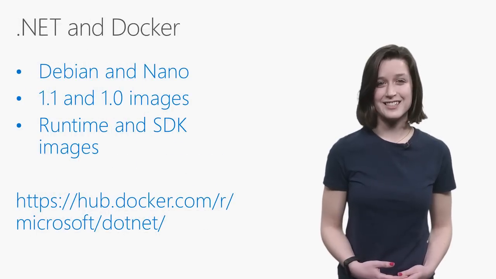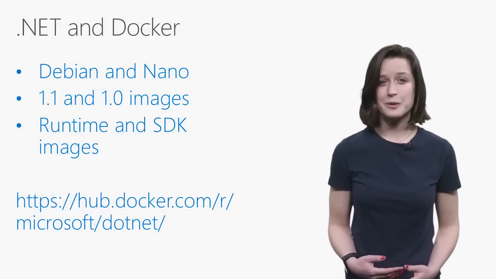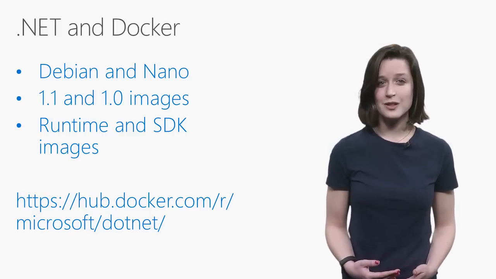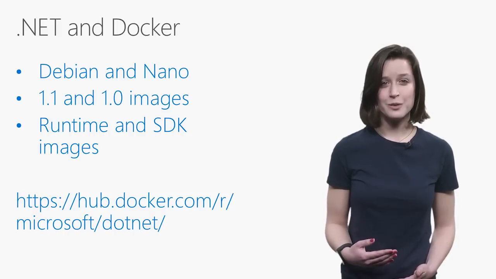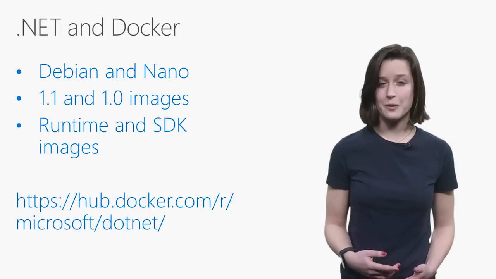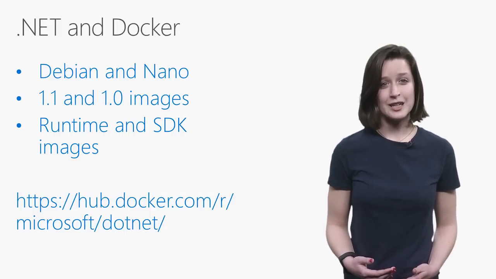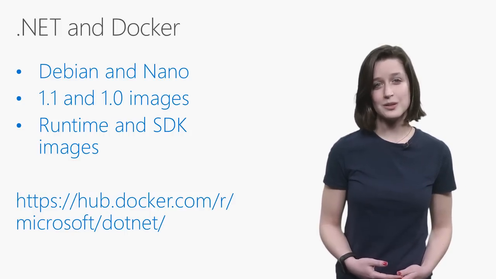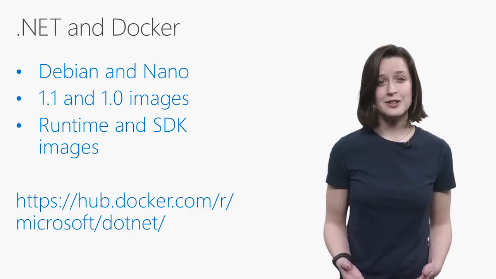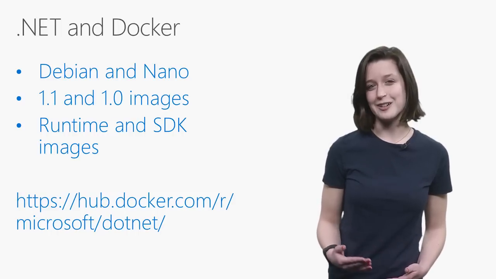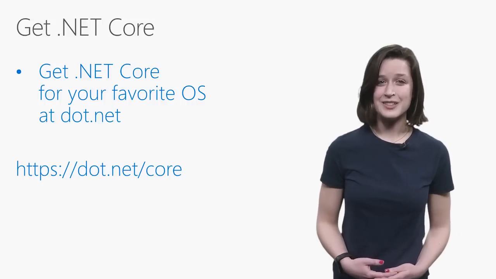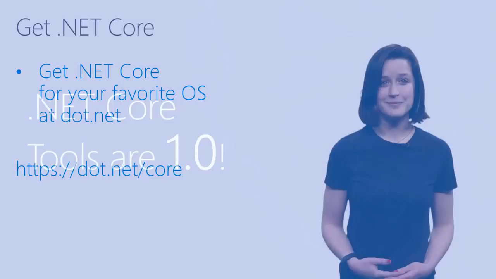Now let's talk about .NET and Docker. With every .NET Core release, we push Docker images up to Docker Hub. We provide multiple images for different scenarios. We have images for both Debian and Windows Nano Server. We have images for both release trains, that means both 1.1 and 1.0. We have SDK images that include the runtime and the latest tools, as well as lighter weight images that only contain the .NET Core runtime. To view these, you can go to hub.docker.com/r/microsoft/.NET. To get .NET Core tools, you can go to dot.net/core.